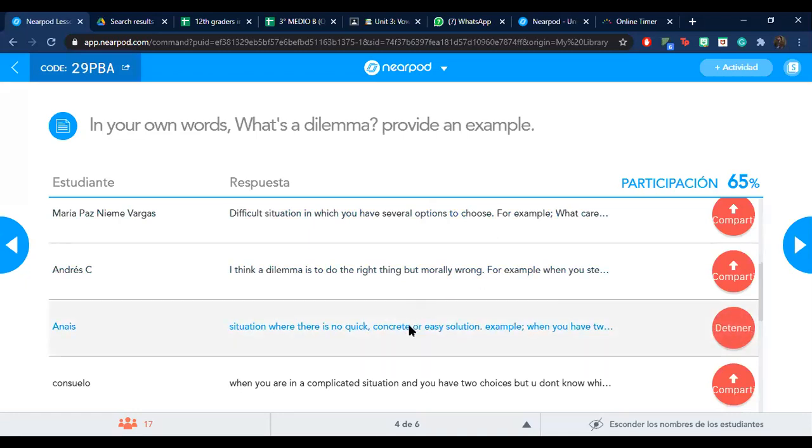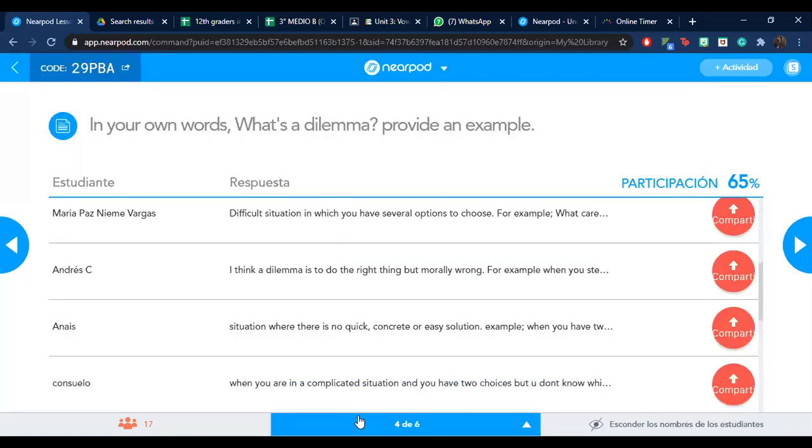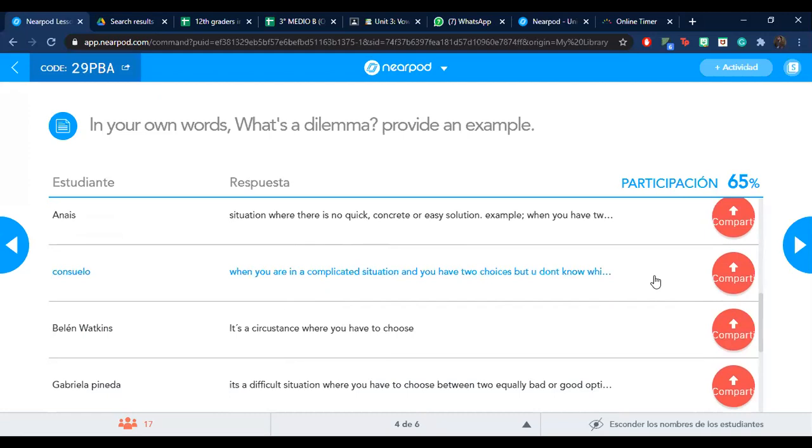And then we have Annie, a situation when there is no quick and concrete and easy solution. When you have two tests and you haven't studied anything, you don't know which one to study first. That's true. That's a dilemma that you faced, okay, at least once, okay? I like that. It's not an easy or concrete solution. It's not like, okay, I'm going to go with that. It takes time. It's a bit slow.